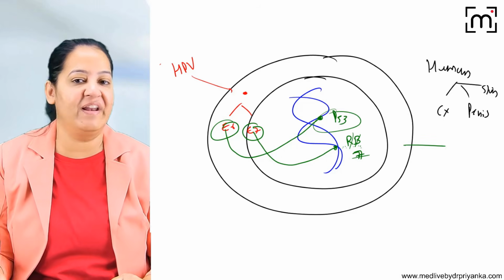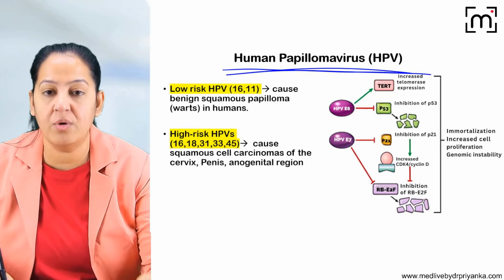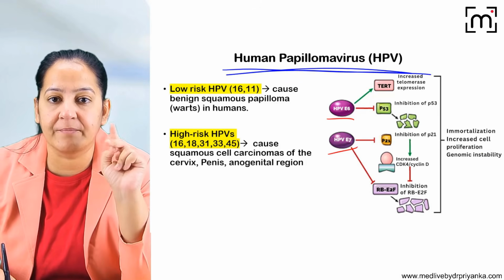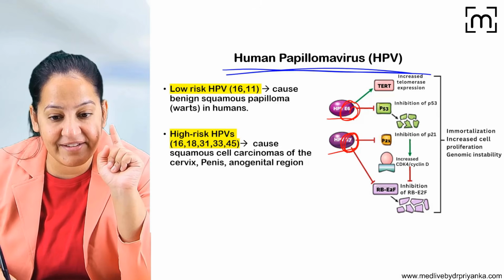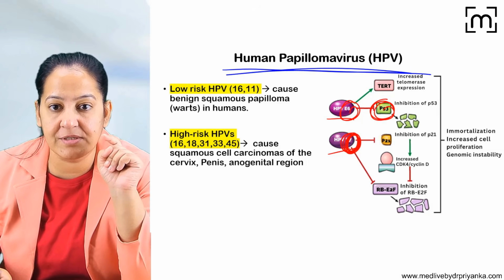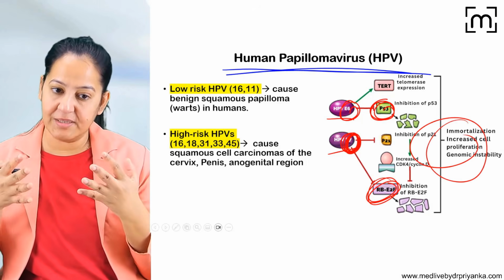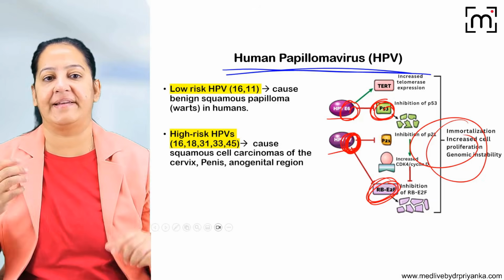This is how you have to learn it, and it will lead to cancer. So this is the mechanism. The same is shown to you. So HPV causes 2 proteins, E6 and E7. Please learn it. E6 causes mutation of P53 and E7 causes mutation of retinoblastoma that leads to cancer. So the cell will become immortal with uncontrolled mitosis, and that leads to cancer.